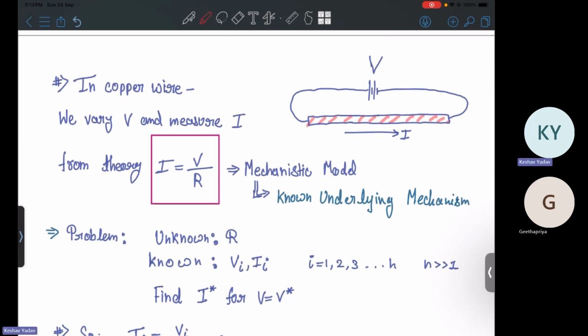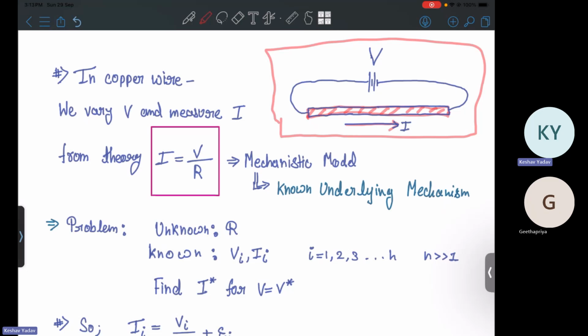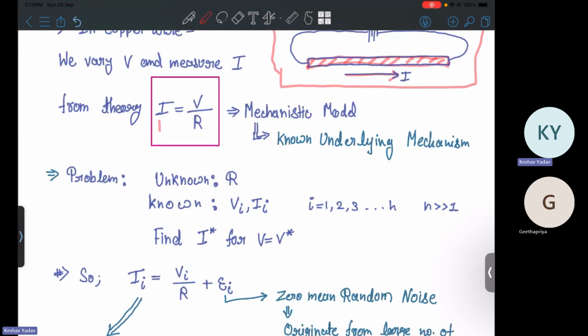Let us consider a simple problem. We have a voltage difference V applied to a copper rod. We wish to find the amount of current that will flow in the copper wire. From our earlier knowledge, we know that this current I is related to V by R, from Ohm's law. So from the theory, we know this relation.